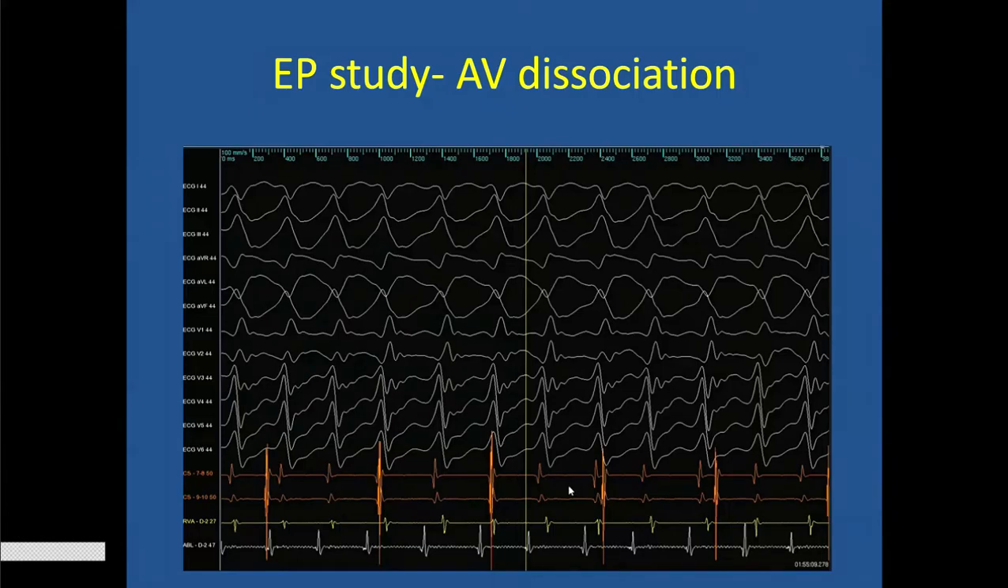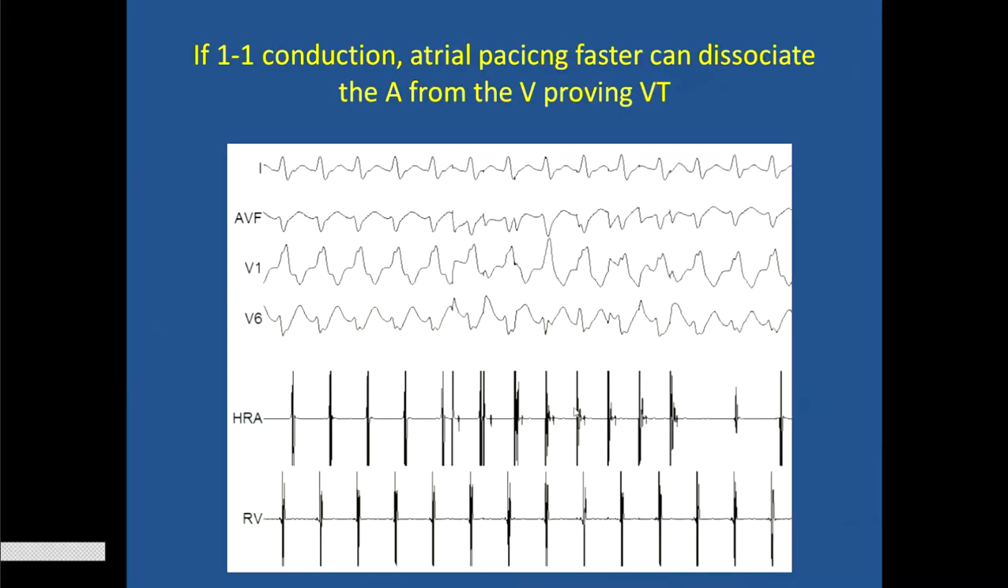But why on the surface ECG we could not make out AV dissociation was because the P wave is always falling within the QRS complex, so it was very difficult for the physician to make out. But on EP you see it is not associated, it is coming all over the place. So AV dissociation is present.